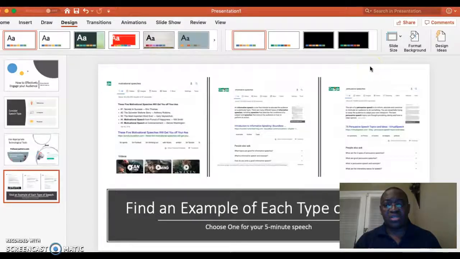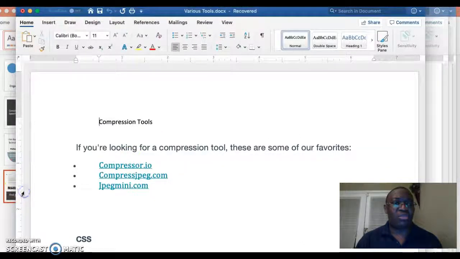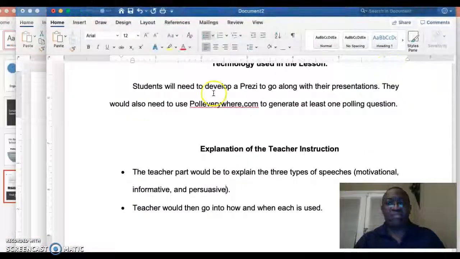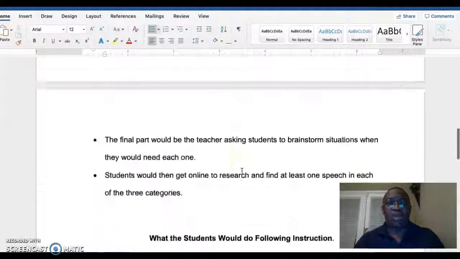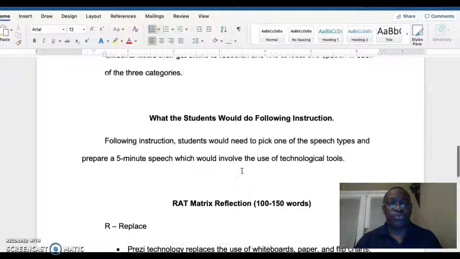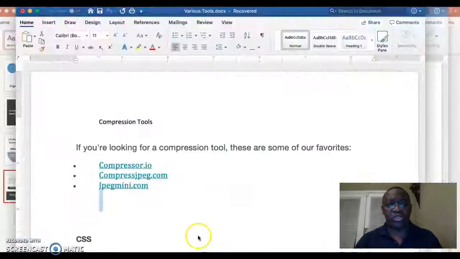And as far as what the template requires here, I would be going over some of the basics of instruction and talking through what they need to know in terms of being able to do their homework. So I would have the students pretty much go through this and pick a speech and do a 5 minute speech on whatever the chosen subject is.